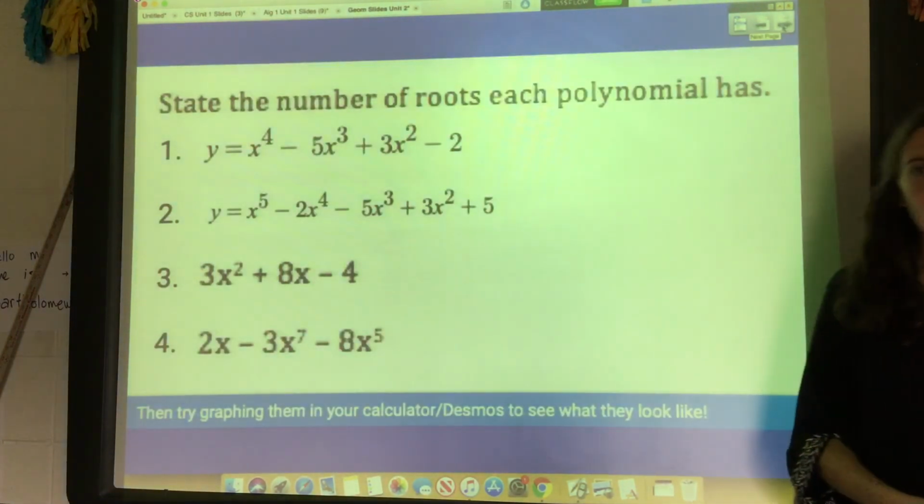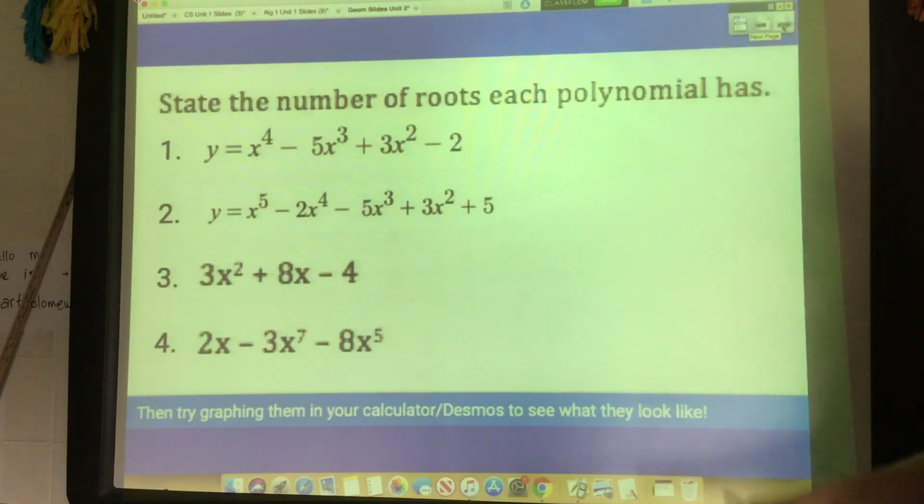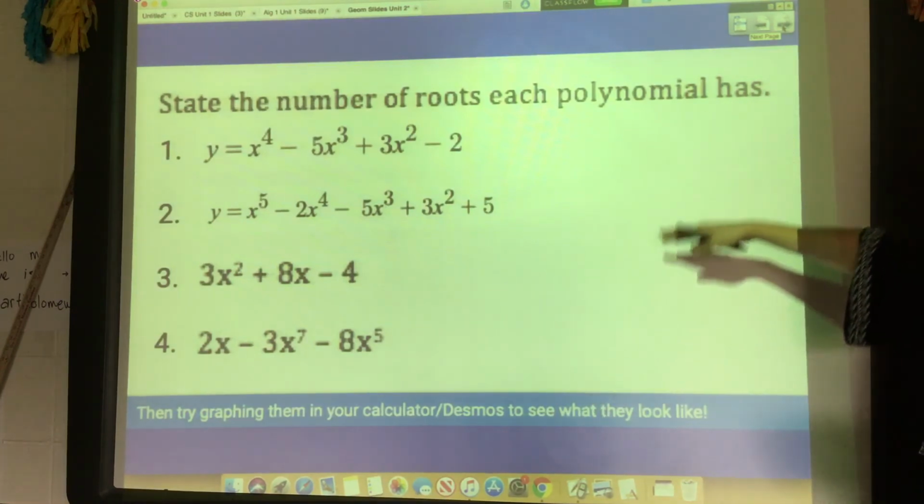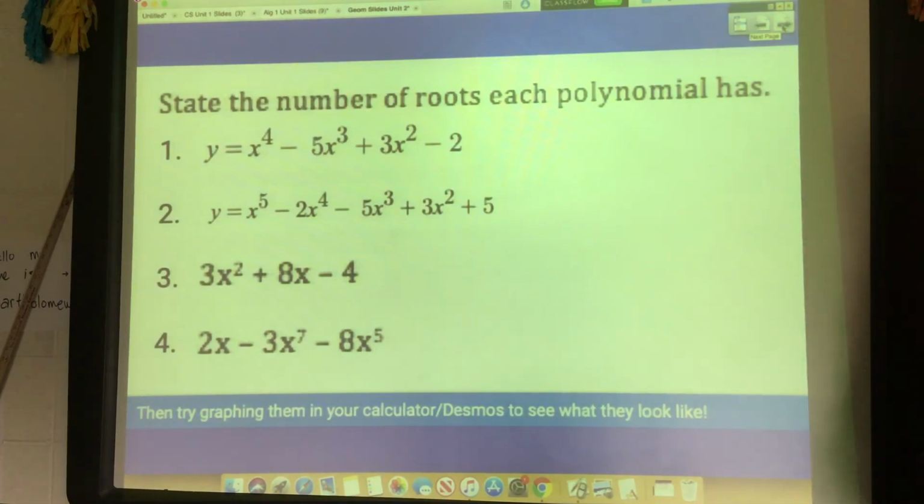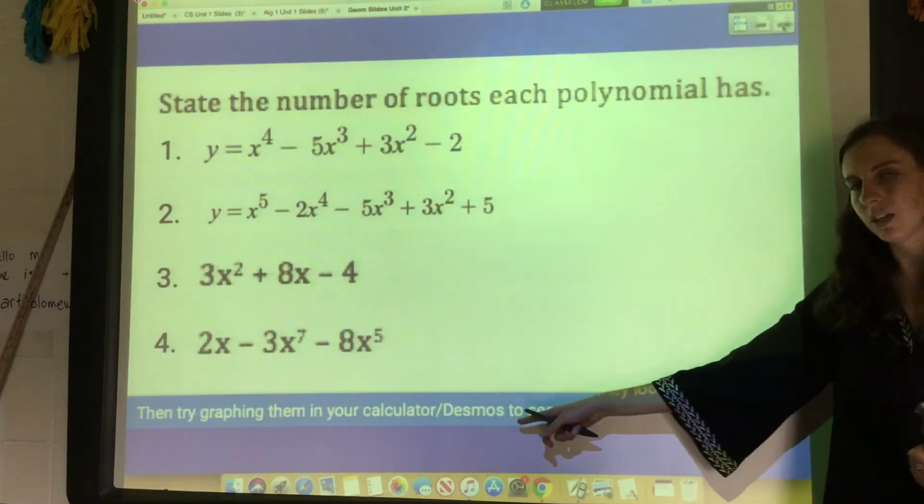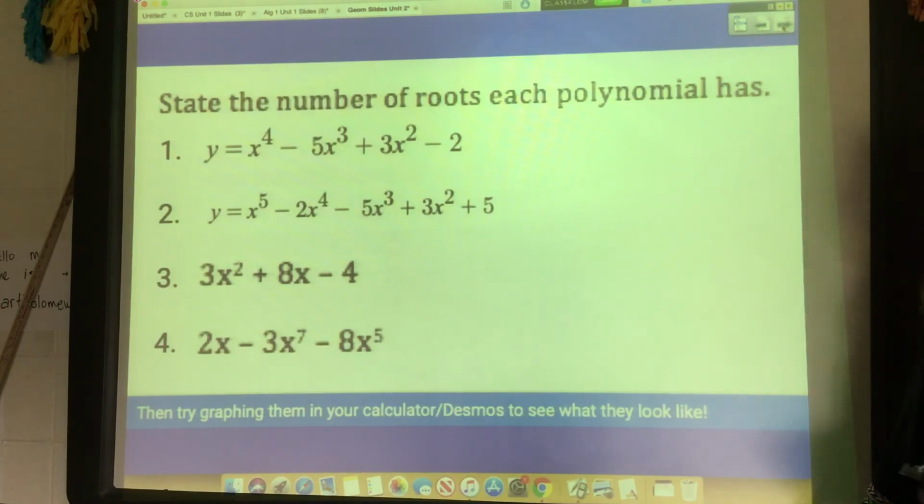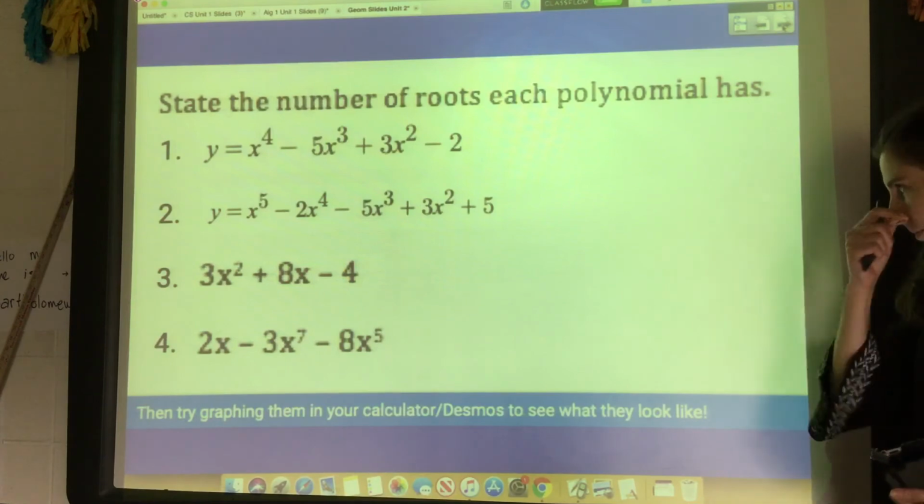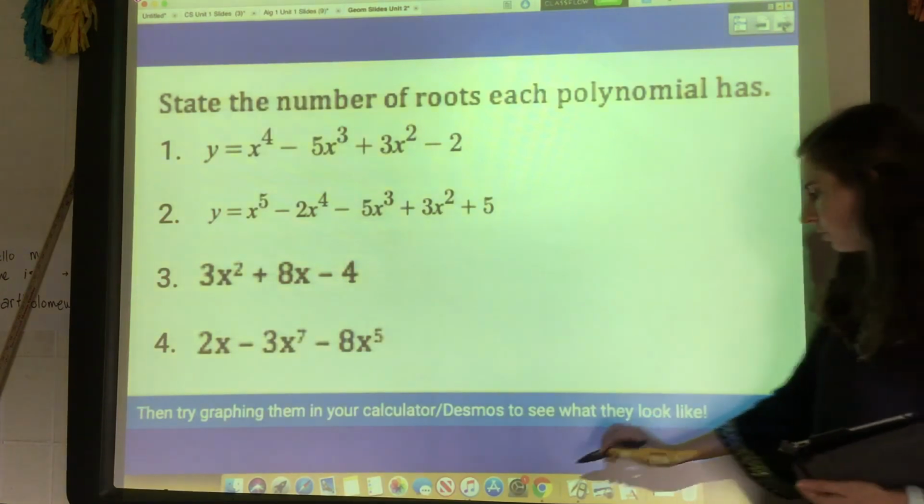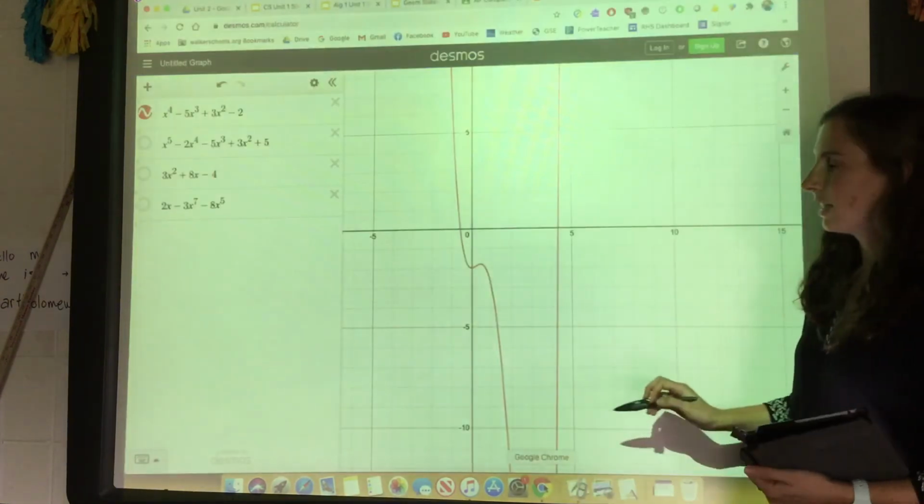All right, go ahead and on your own, this is your practice, try these 4, just say how many roots it has, and then I would recommend graphing them in your calculator or Desmos and see what they look like. And I'll show you, I put them into Desmos as well.